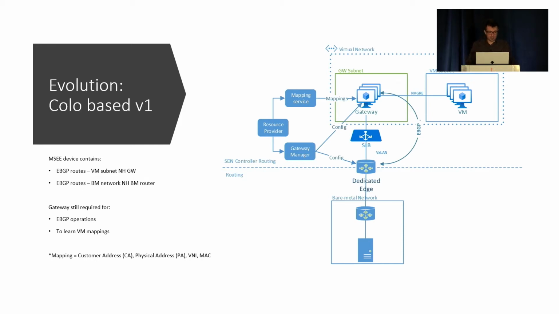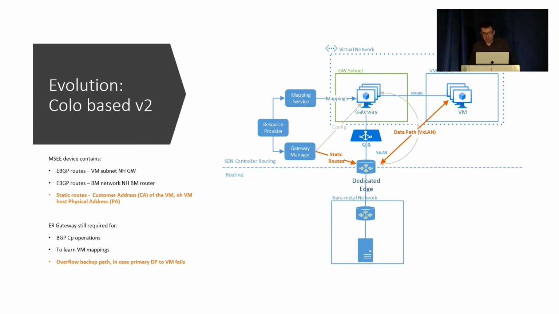Another thing to note is that when we use the word mappings in this context, we indicate VXLAN statements that are made of customer address CA, physical address PA, VNI, and MAC. And I'll use mapping and routes interchangeably since that is the only type of routes we're dealing with.